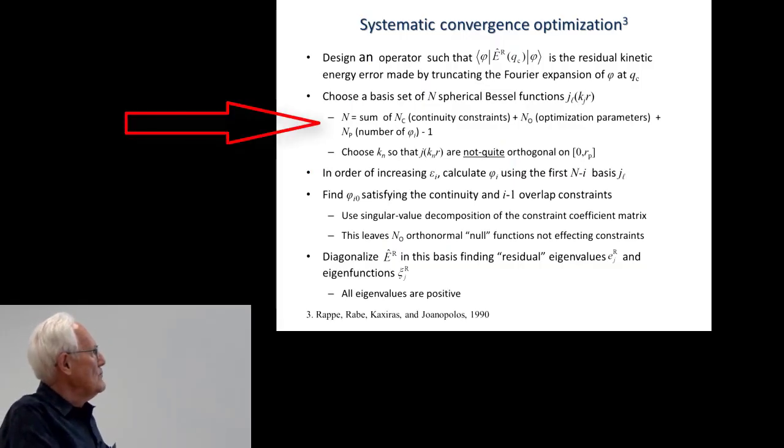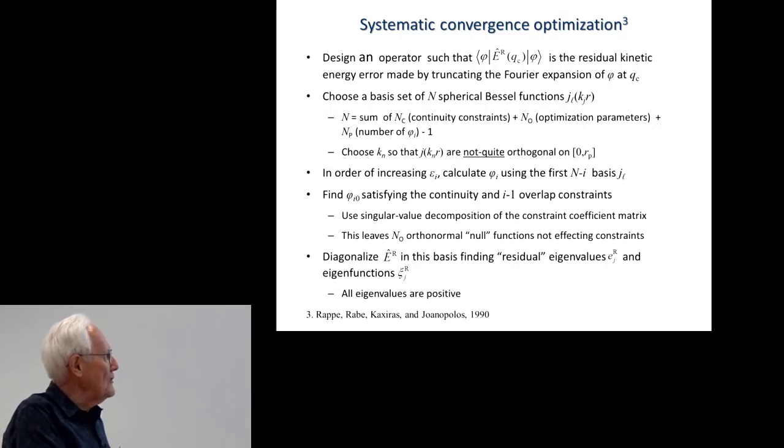...to the number of continuity constraints plus the number of optimization coefficients that we would like to have, plus the number of projectors that we want to develop, minus 1. So we choose the wave vectors for these so they are not quite orthogonal on the set from 0 to RP. You can ask me later if you care why they're not quite. And in order of increasing energy, we calculate each pseudo wave function in turn, satisfying the continuity and overlap constraints with all the ones we've already calculated.